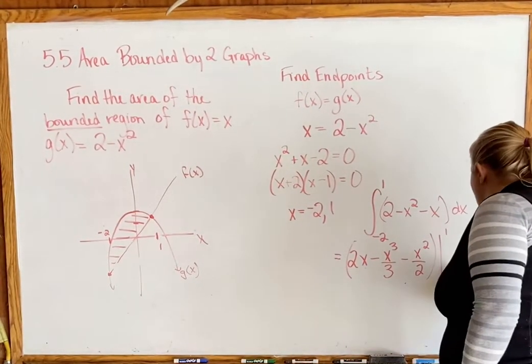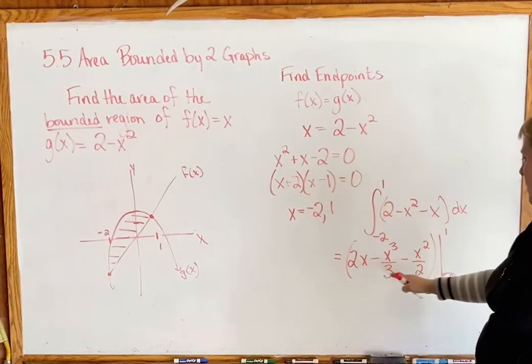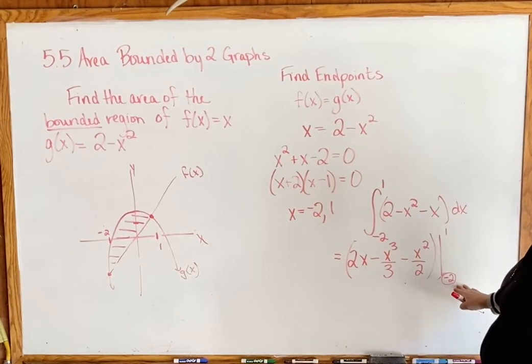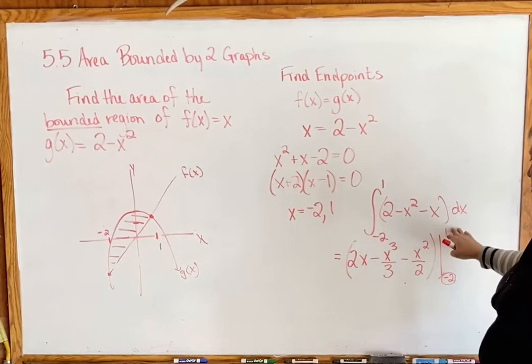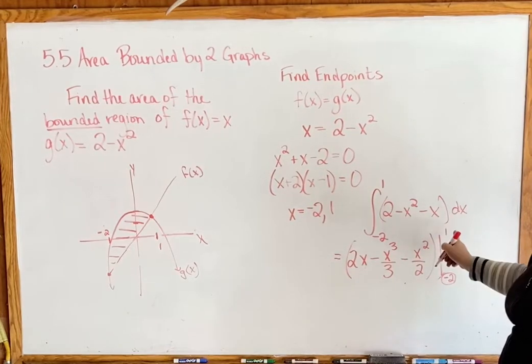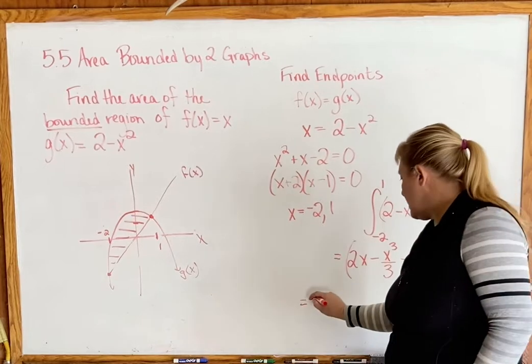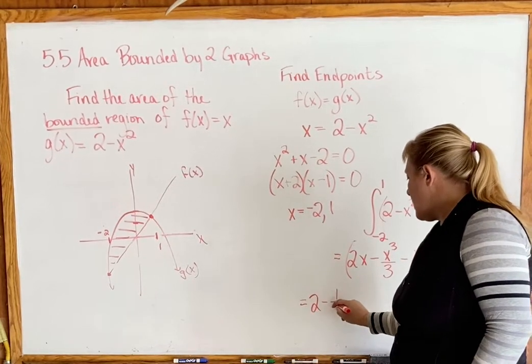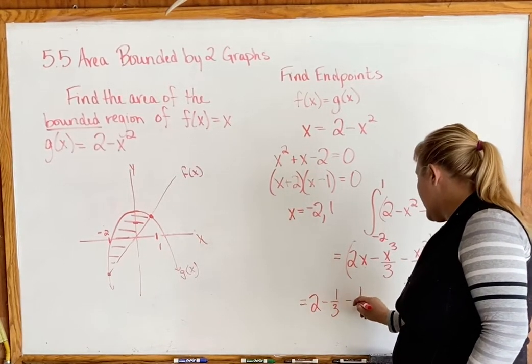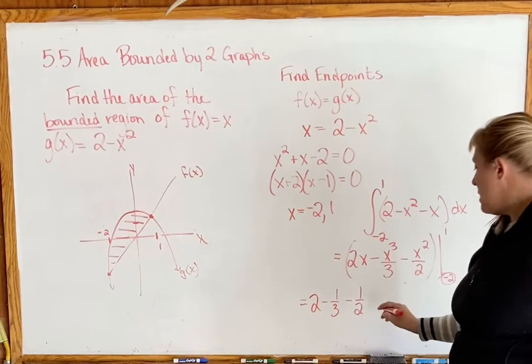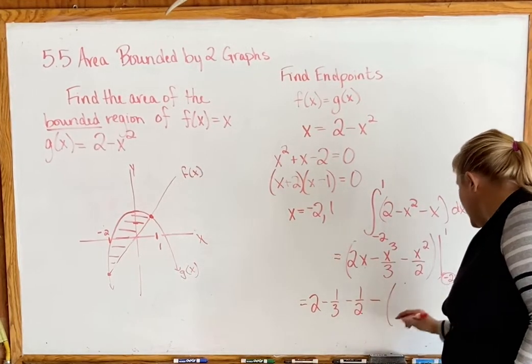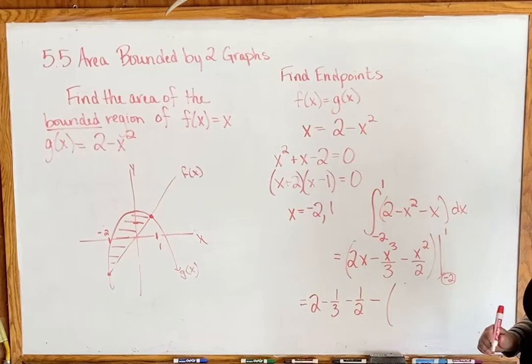Sorry about that. So we got to the point where we found the antiderivative. Now remember, we need to plug in -2 and 1. Remember, the 1 goes in first. Now the 1, that's nice because it's just going to leave us 2 minus 1/3 minus 1/2. Easy peasy. Then this, though, will have a minus, and now we got to plug in that -2.